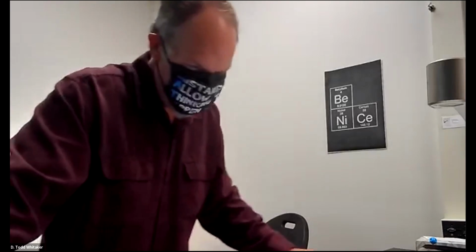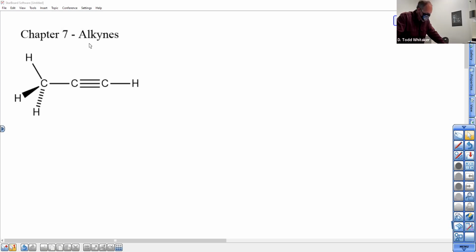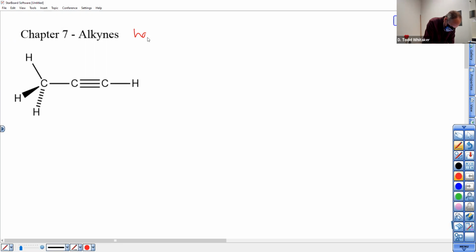All right, ladies and gentlemen, today we're introducing chapter 7, which is called Alkynes. Alkynes have at least one C≡C triple bond. Slow start here. At least one C≡C. And what are we supposed to know already? What do we know already?